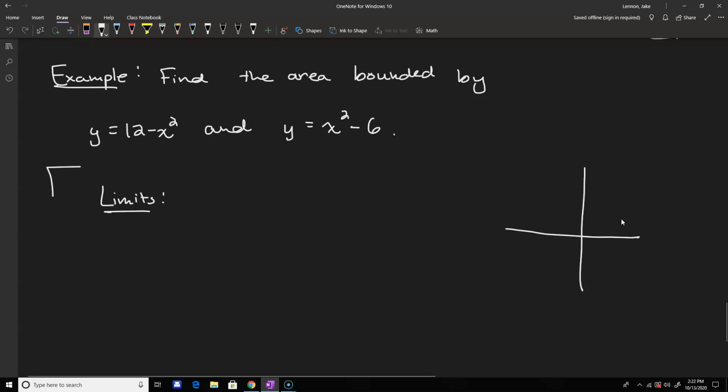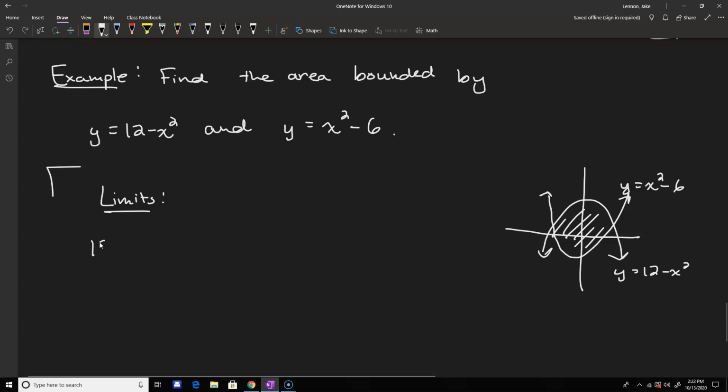Well, I'm not even going to draw too precise a picture, but basically we have one parabola opening upward, the 12 downward, the 12 minus x squared, and one opening upward, the x squared minus 6. So we're getting something like this. So this is y equals x squared minus 6. And this one down here is y equals 12 minus x squared. So something like that, and then we're finding the area between them. So let's start with the limits.